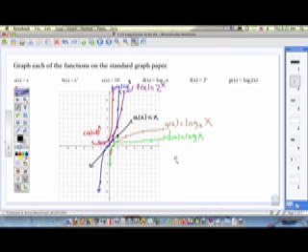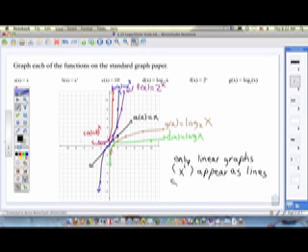So only linear graphs, x to the first power, appear as lines on a linear scale. And again, it's called linear scale because each tick mark stands for a standard amount. It's a set amount. You're adding to get from one number to the next, basically, on the grid.